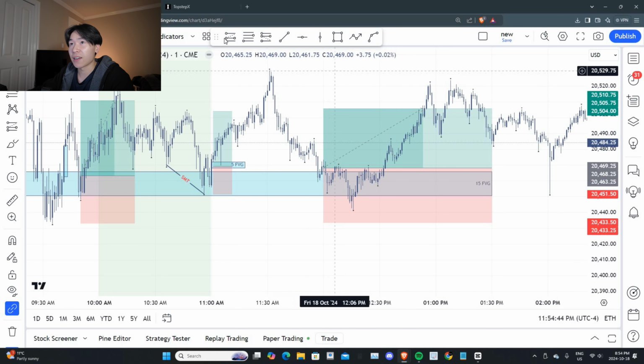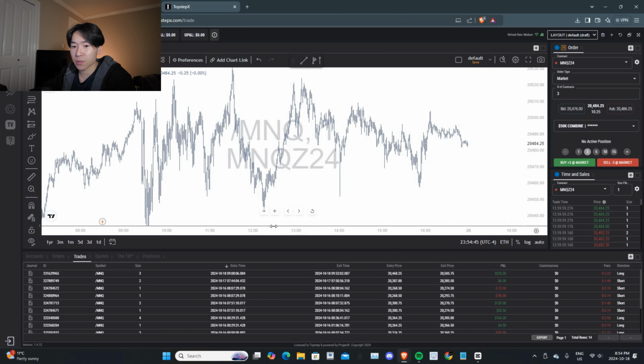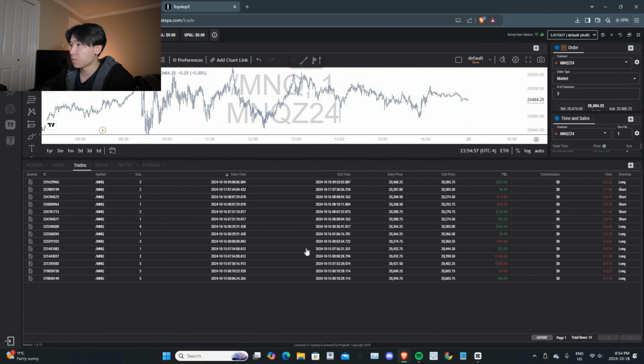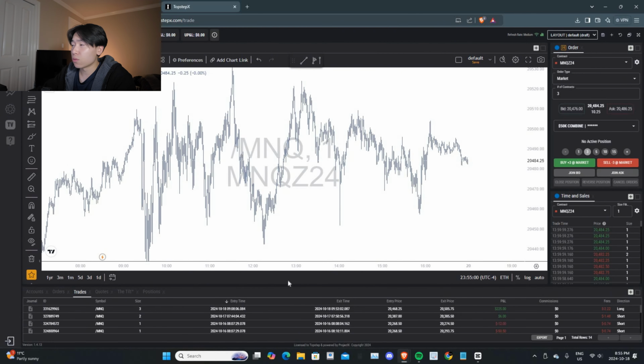And yeah, I guess I'll show you guys the Top Step now. Right over here. This trade right here we took today, $225 profit minus the $2.22 for the fees. So yeah, that'll be all for this trade.